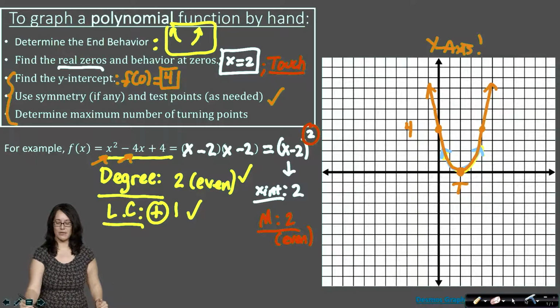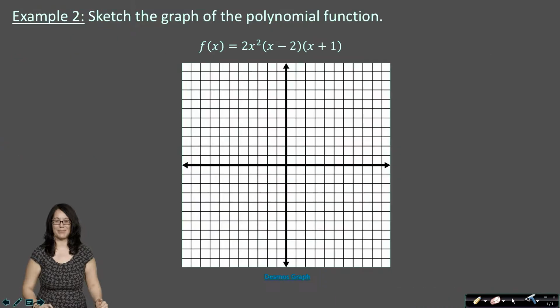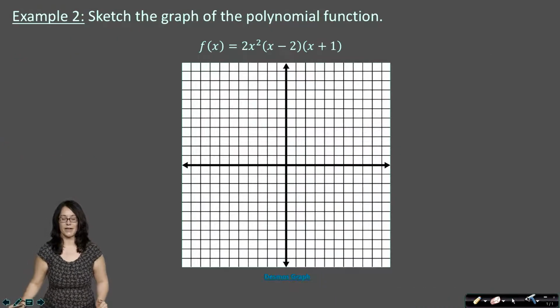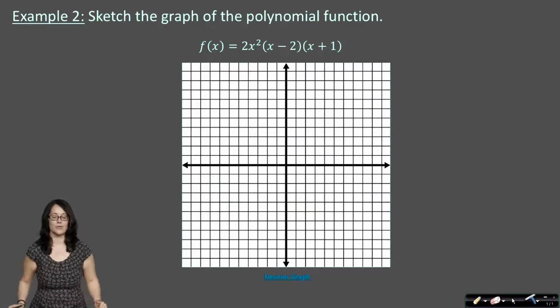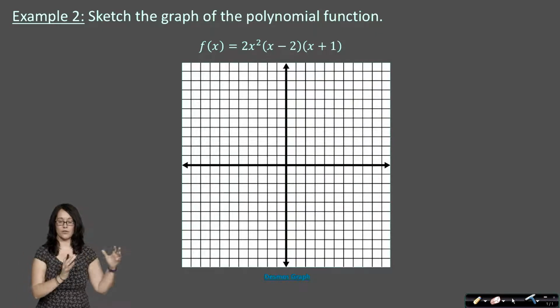So let's have you try this on your own in our next example with a more complicated situation. Suppose we have f of x equals 2x squared times (x minus 2) times (x plus 1). This is in factored form for you, so you already have a lot of information. Go ahead and pause the video and see if you can draw your picture yourself.